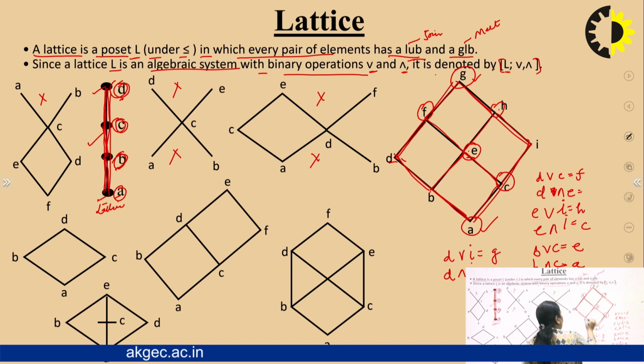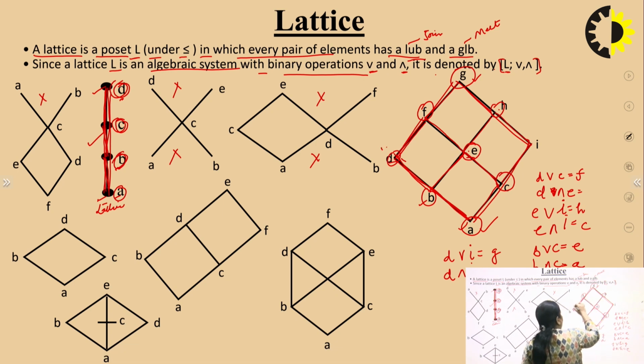Now, for A and B, A will be their meet and B will be their join. For D and B, meet, join. F and H, meet, join. That is, for each and every pair, we are able to find the meet and join, because there are direct links between each and every pair. So, we are able to find the meet and join for every single pair in this Hasse diagram. So, we can say this is definitely a lattice, and this is the way how we can write the join and meet for each and every pair.